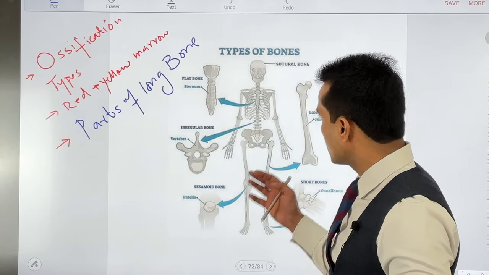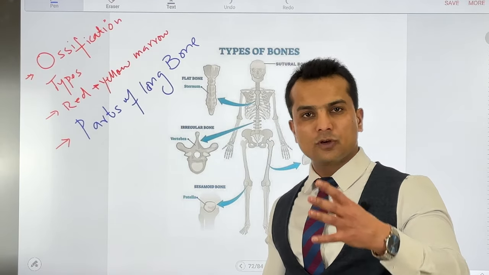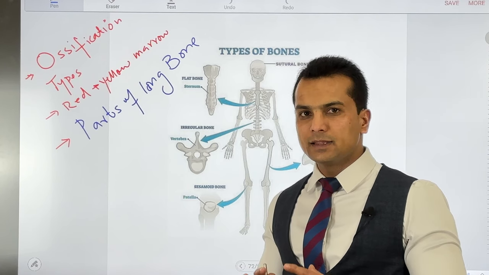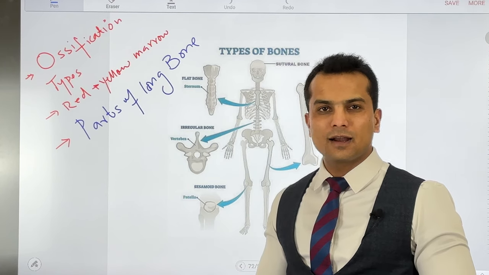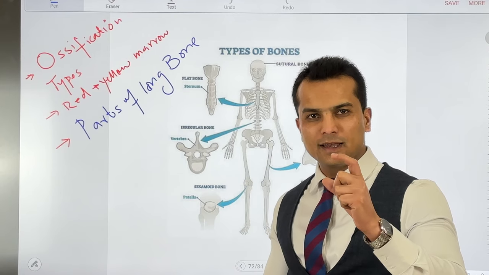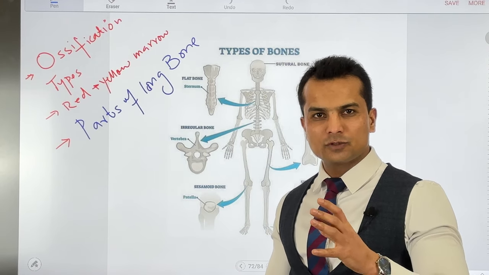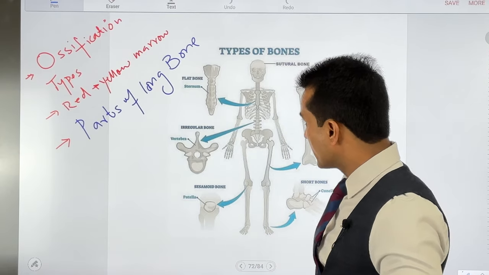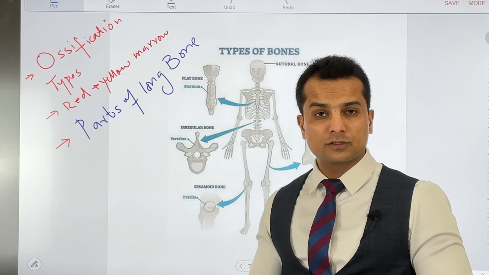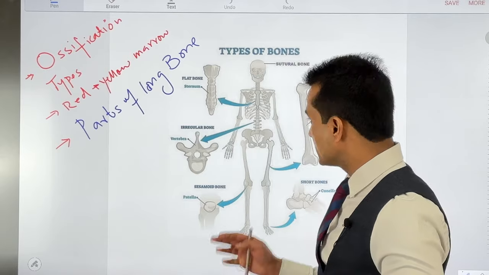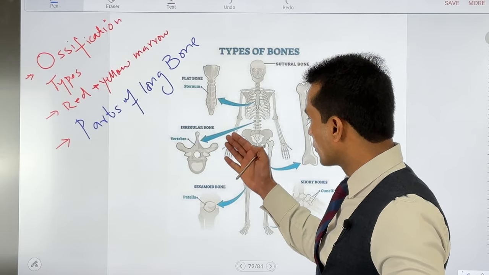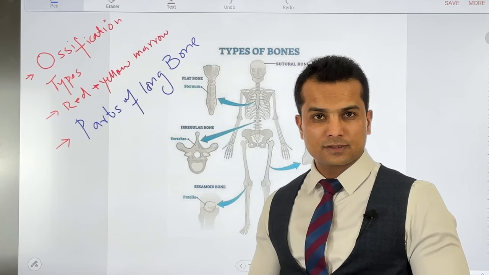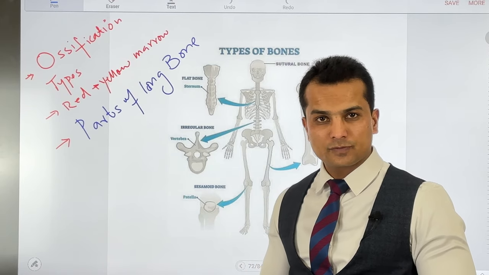And then you have sinuses also, like the maxillary sinus, frontal sinus, and ethmoidal sinus. All these bones are called pneumatic bones, because pneumo in Latin means air. These bones act as air conditioning for your respiratory system, and also help in production of resonance of your voice. So these are the different types of bones: irregular bones, flat bones, and short bones like carpals and tarsals.